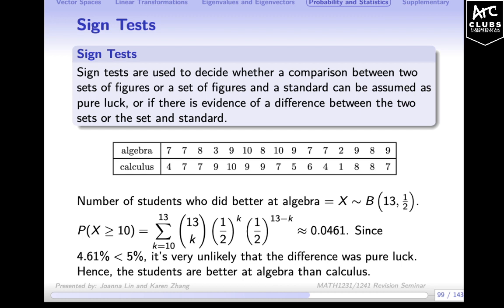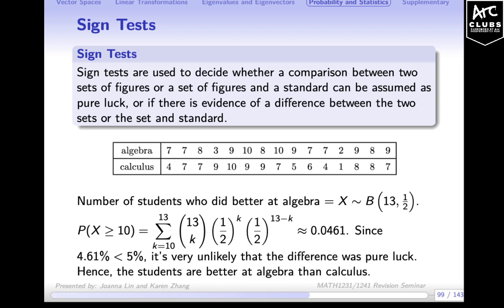Out of the remaining 13 students, if you count them, 10 students did better in algebra than in calculus. So if you base it on these figures, we're not going to say that students did better in calculus than algebra. We'll just be focusing on the algebra case. If I let X be the number of students who did better at algebra, we can say that it is a binomial distribution with 13 trials, and the probability of success is a half, because we are assuming that it is pure luck at this stage.